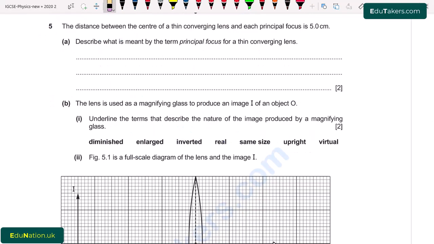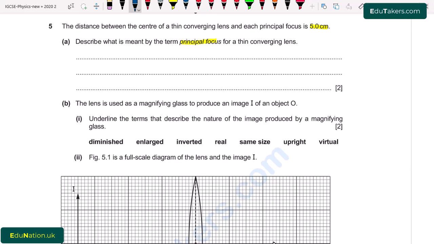Question number 5. The distance between the center of a thin converging lens and each principal focus is 5 cm. Here we are given the distance between the center of the converging lens and the principal focus. Part A. Describe what is meant by the principal focus of a thin converging lens. Here we have to define the principal focus. The principal focus is the point where the incident rays meet after passing through the lens.